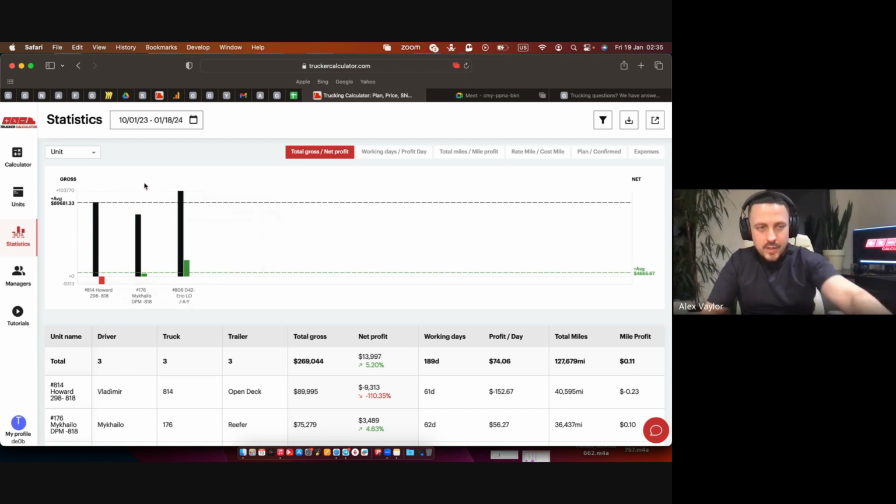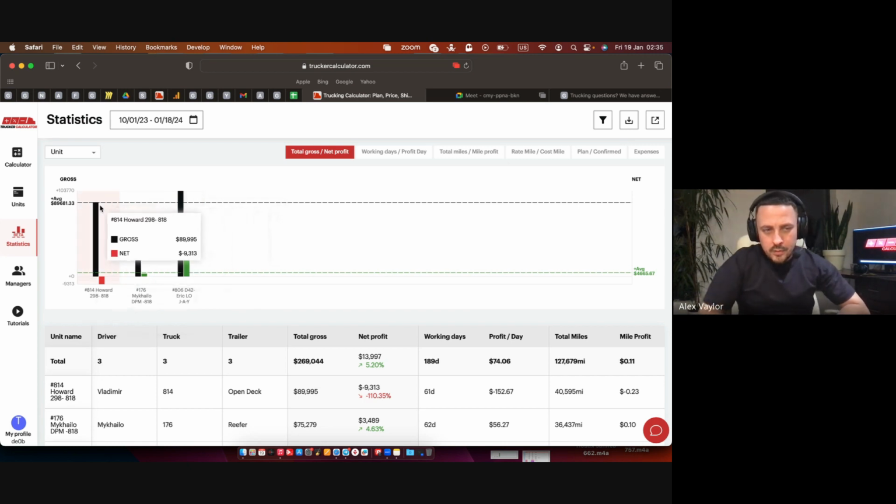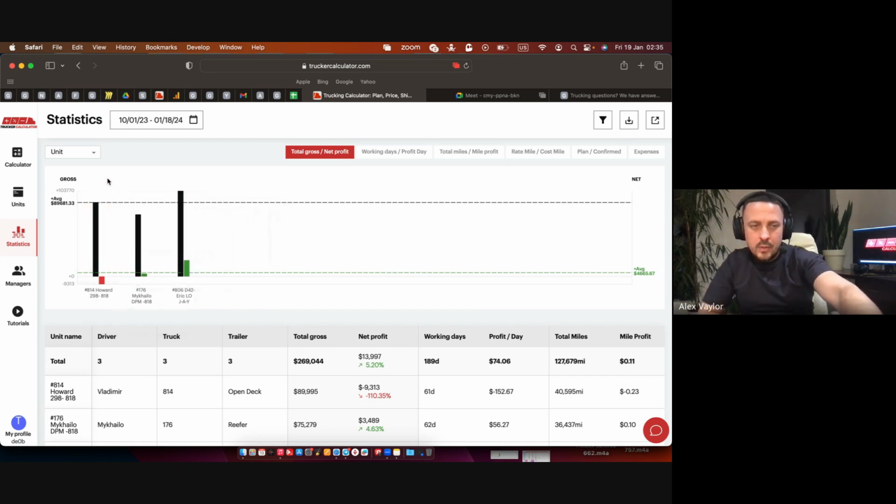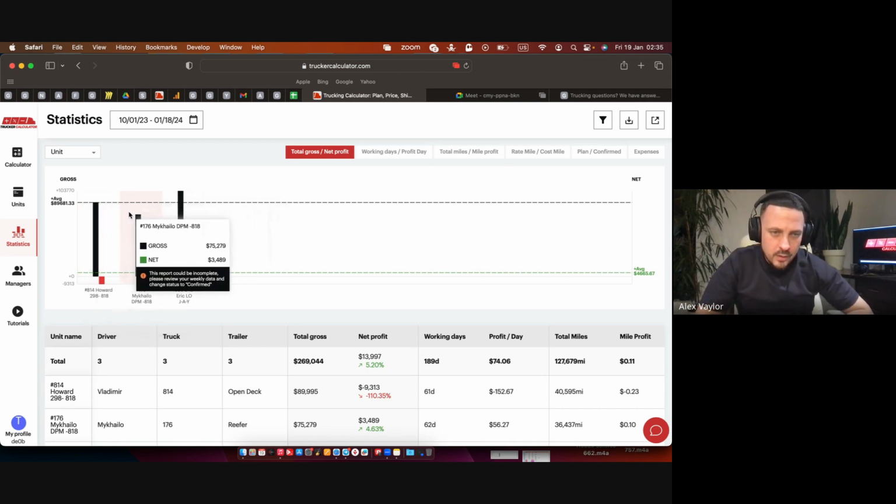As you can see here, the black one is showing us the gross, and we have the net profit in red or green. We can see right away that we have one driver in red. From the period of October 1st until today, we have the driver Howard running the company in negative at $9,300. We have Michael, who is only at $3,000 in these 3.5 months, and we have Eric at $19,000.